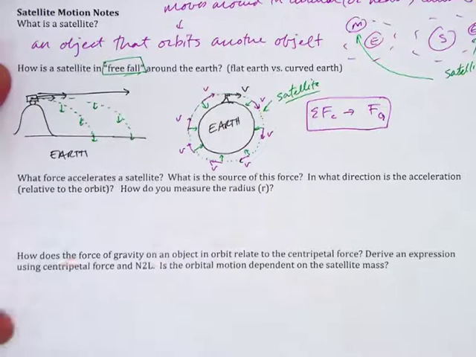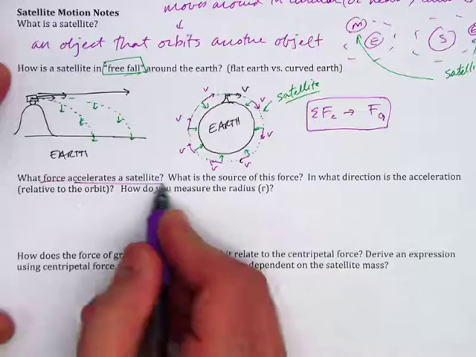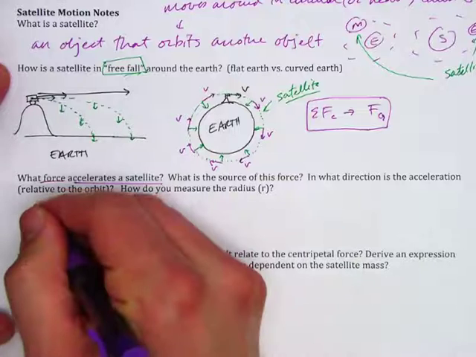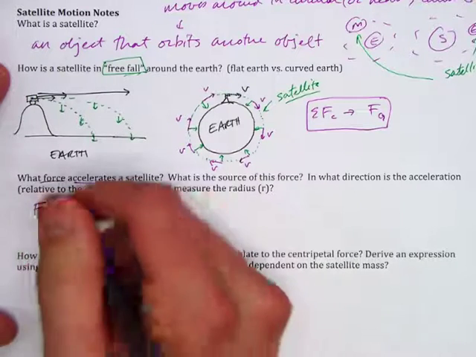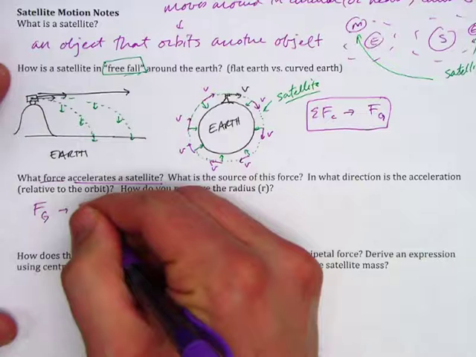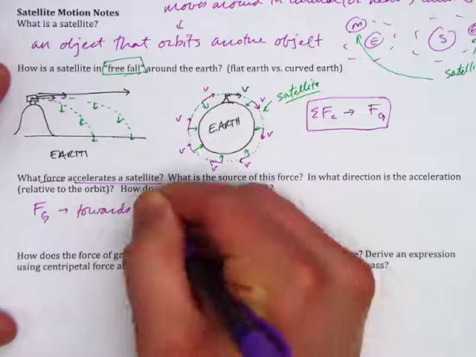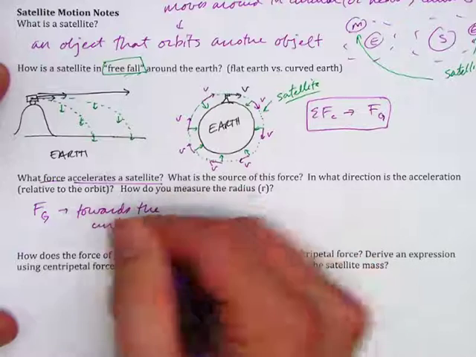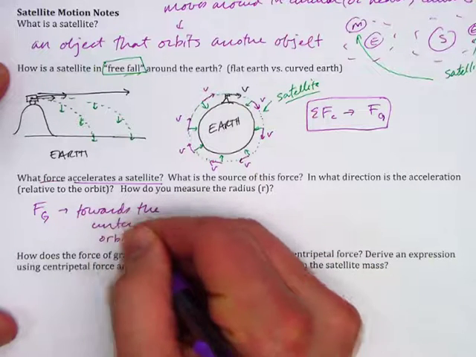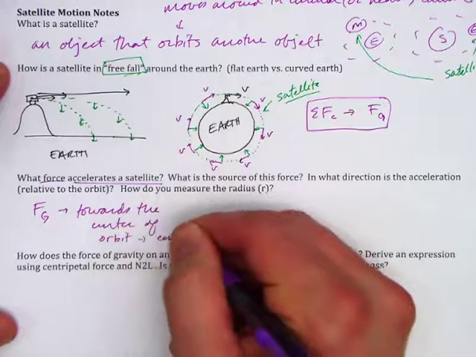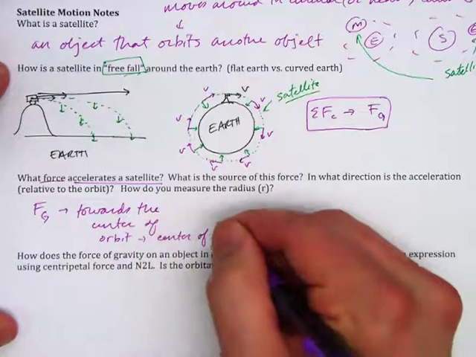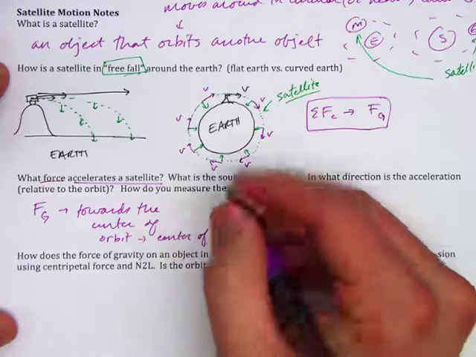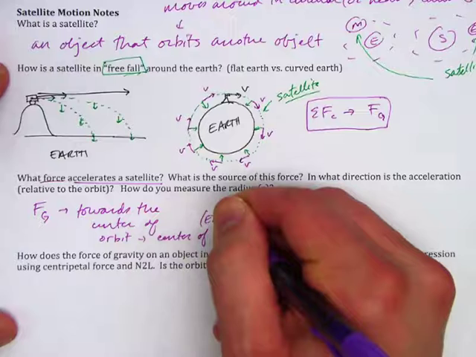So we've already talked about this a little bit. What force accelerates a satellite? It really is the gravitational pull, and this is always towards the center of the orbit, which also is the center of the mass that's being orbited. In this case, that's the Earth.